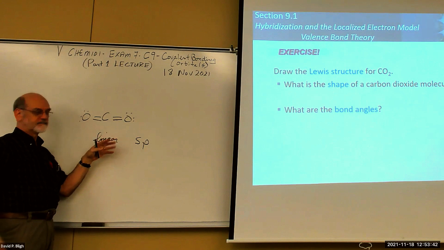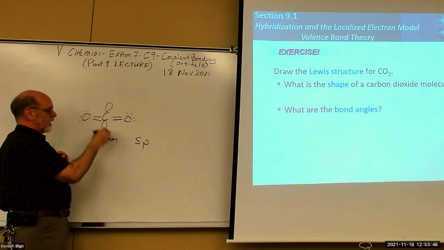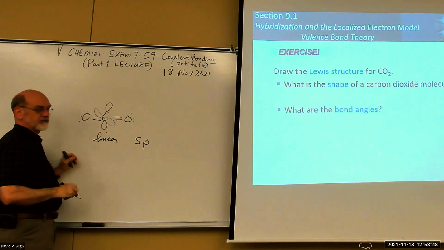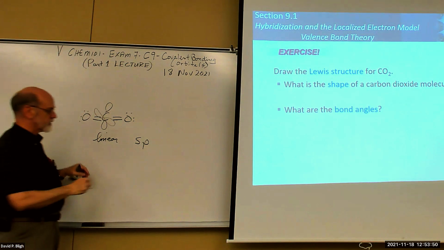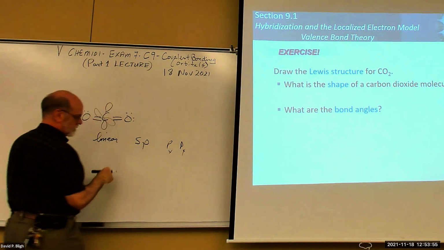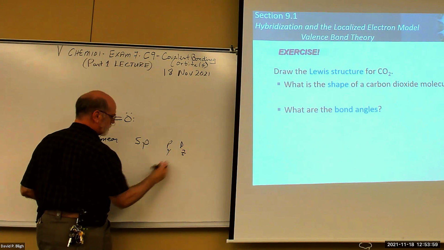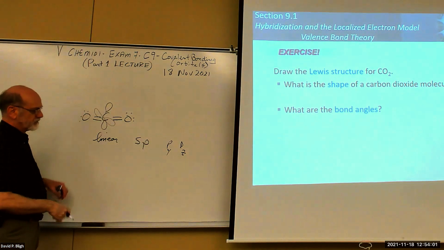So what's left over? What's left over is 1 that way and then 1 out of the board like that. 2 unused P orbitals. So we've got a PY and PZ. Let me be consistent. The X went into this hybridization.